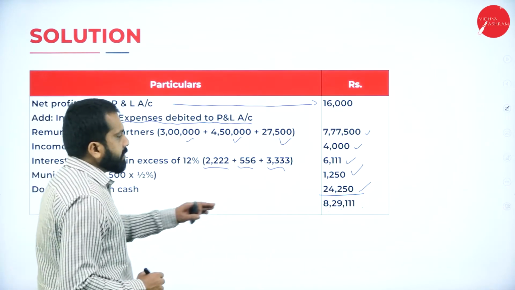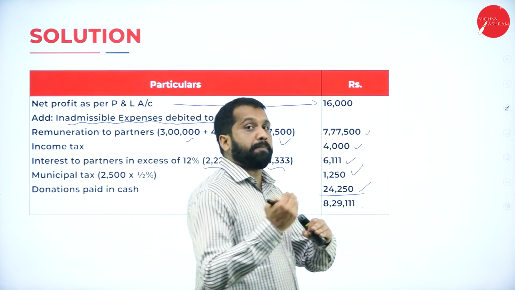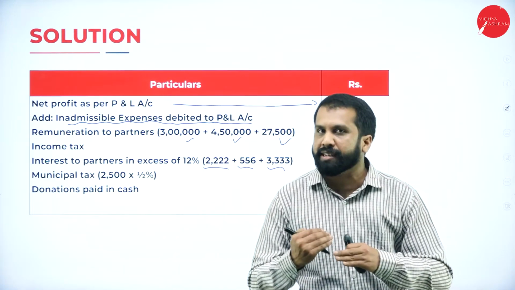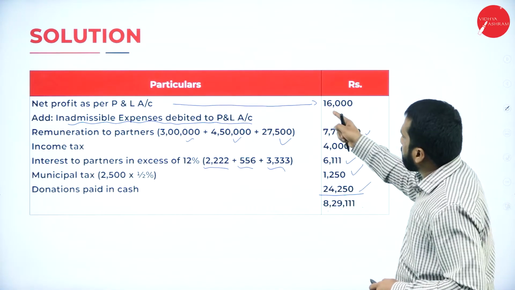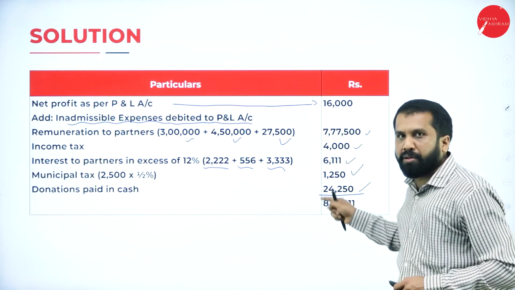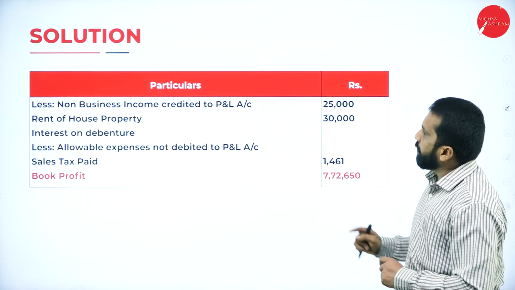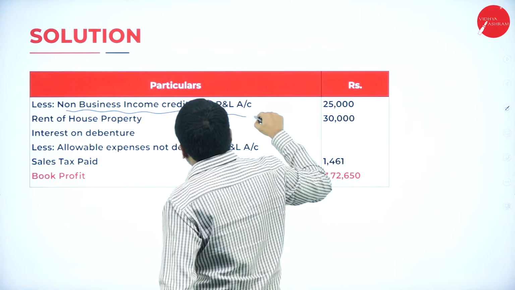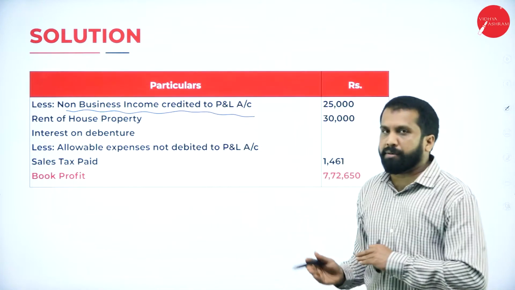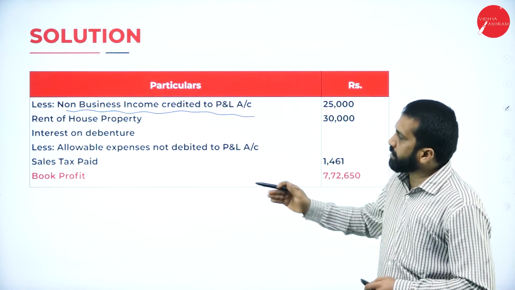Before you take your book profit, you're supposed to minus something. What is that? I'll go for that. Up to this, any doubt? Net profit plus add all this. Now, continuation, less non-business income credited to P&L. Now, I'll go back to the question. This is your answer.